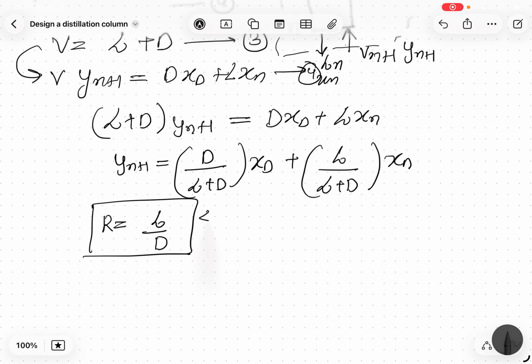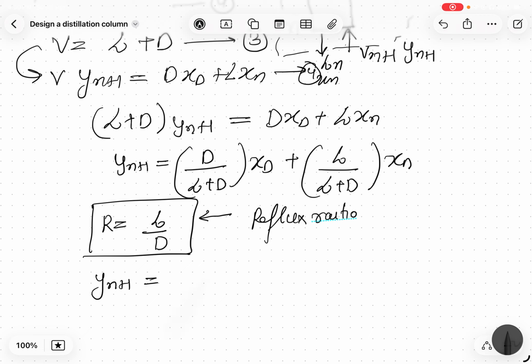This is the definition of the reflux ratio, where L is the liquid that is coming to the distillation column, and D is the liquid that is going out of the distillation column. L is the amount that is coming into the distillation column from the condenser distillate, and D is the amount that is going out. So this ratio is called the reflux ratio, and we represent it by the symbol R.